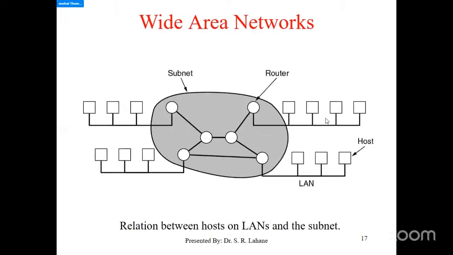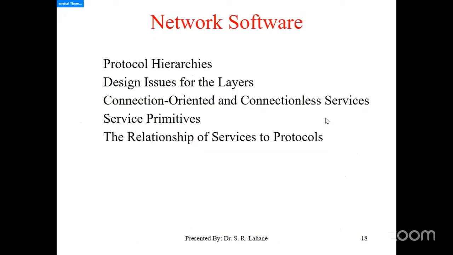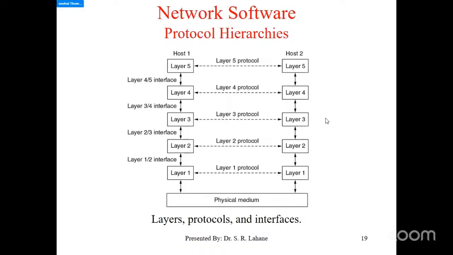The third is the wide area network, where more than two small local area networks are integrated into one network. Suppose here 4 different LANs are integrated into one network by using a subnet. A subnet is nothing but the integration of routers and communication links, and that will work over the wide area network. Then there are different networking software topics: protocol hierarchies, network issues for the layers, connection-oriented and connection-less services, some socket primitives, and their relationships. We will see them in detail one by one.